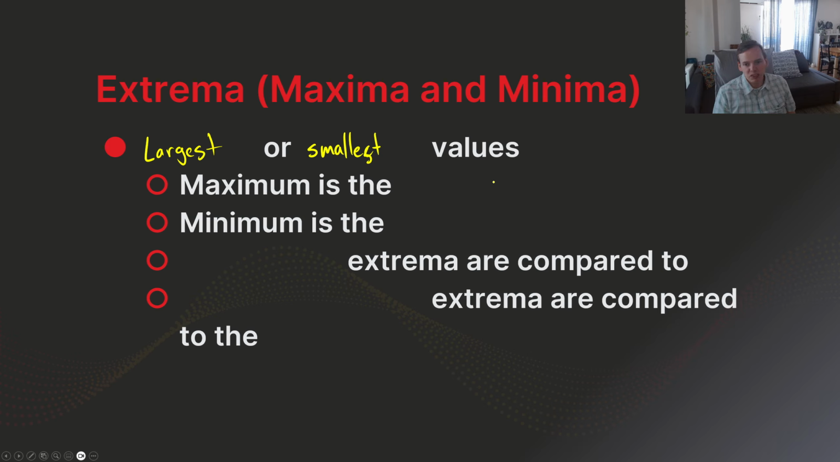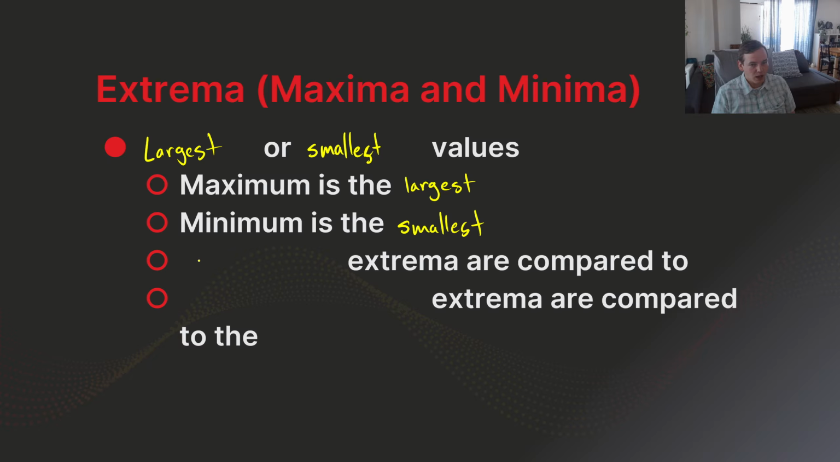And this is on a specific range. It could be the range of the entire function. It could be a limited range of a small function. As you might have guessed or be exposed to from before, maximum is the largest value, and minimum is the smallest value. Again, this can be over the entire function or over a specific range.